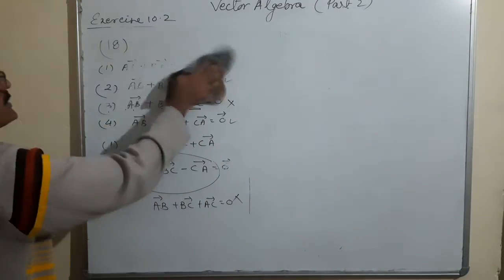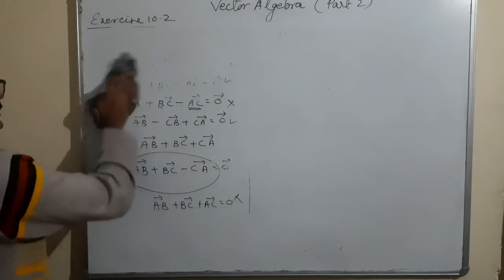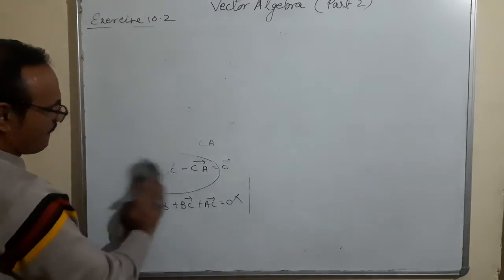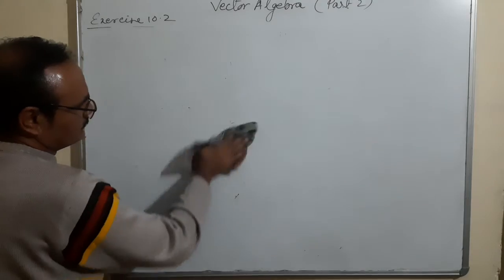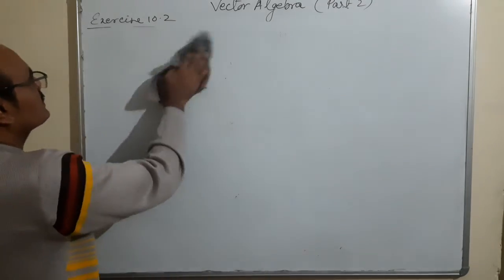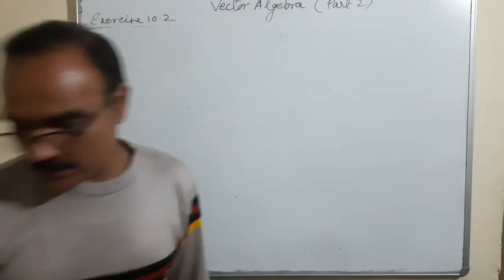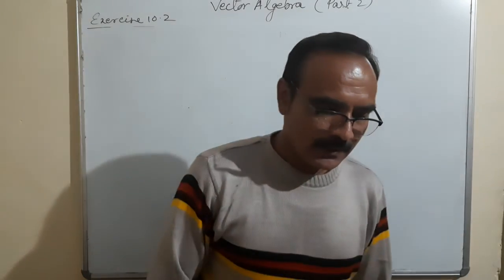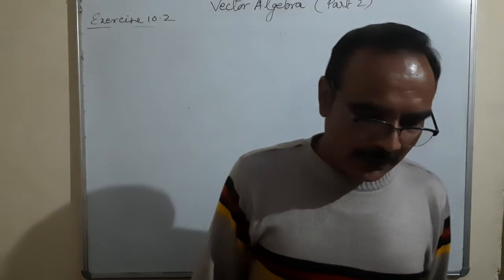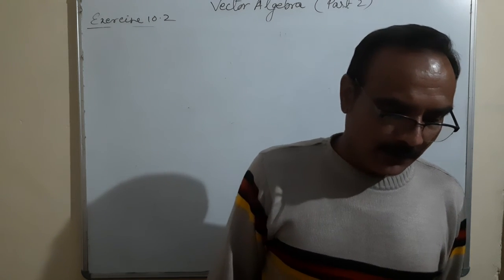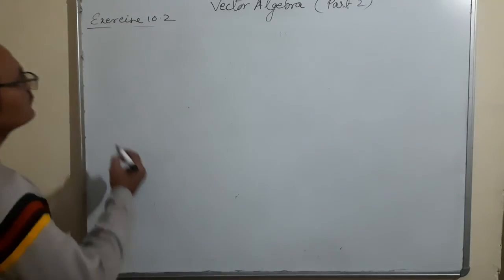One last question of this exercise. It's a very lengthy exercise, and we are just concluding it. In the last question, if vectors A and B are two collinear vectors, which of the following are incorrect?